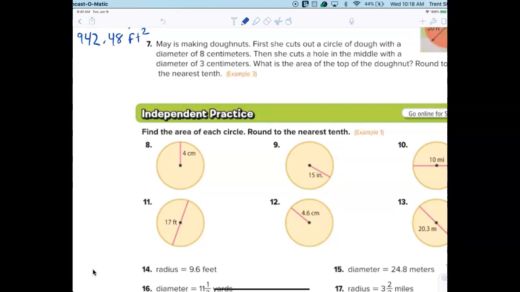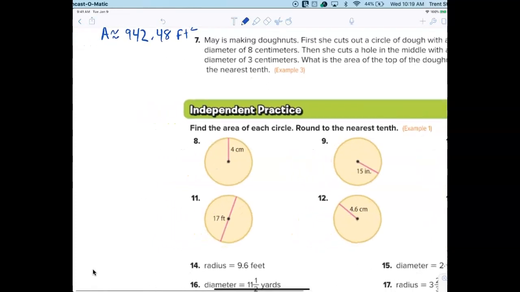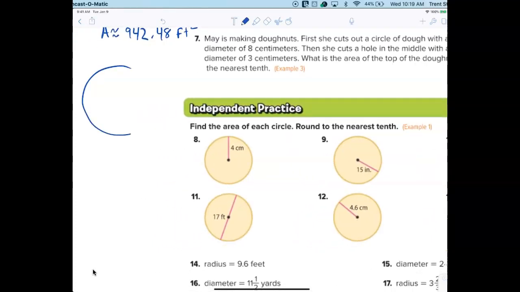All right, so now everybody should be drawing a picture of a donut. So here we go. We're going to draw a donut. All right, so there is the initial part. Now, when I draw this, what's the radius of that circle? 4 centimeters. Thank you. 4 centimeters.